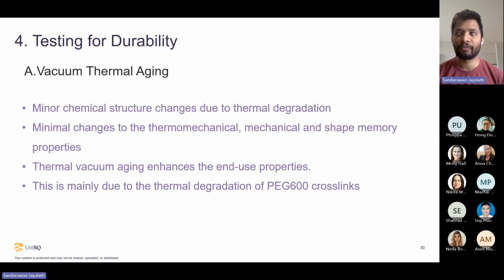However, this is kind of good results in my opinion, because when we go into the application level, this will happen eventually once our end use of the applications is done. That means the shape recovery has been done. That means it is increasing its properties strength-wise during the aging, because of the less and less amount of polyethylene glycol 600 crosslinks over time.